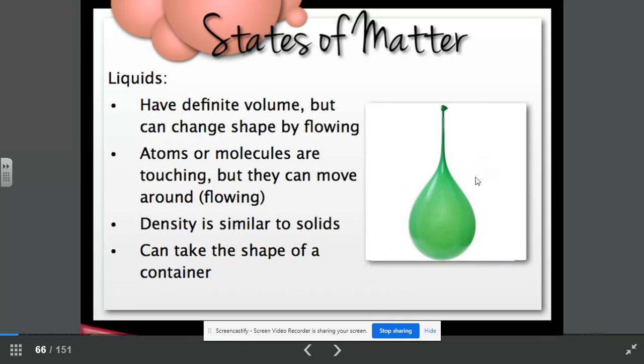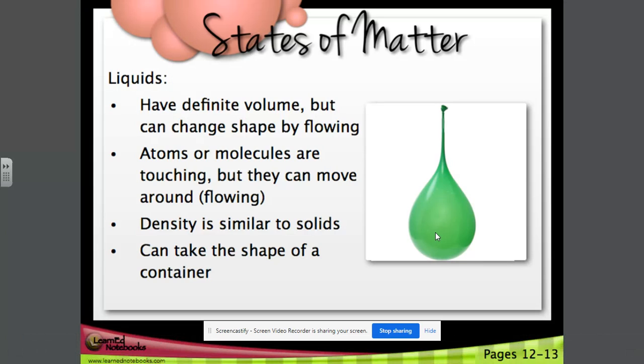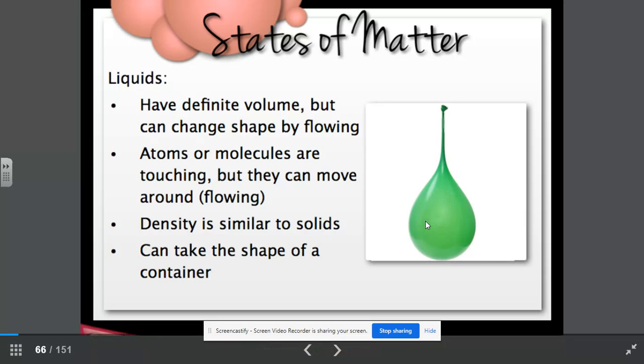Liquids. Now we know that this is room temperature, right? There's probably water in this balloon, but they have a definite volume but can change shape by flowing. The atoms or molecules are touching, but they can move around. They are flowing, unlike in the solid form.